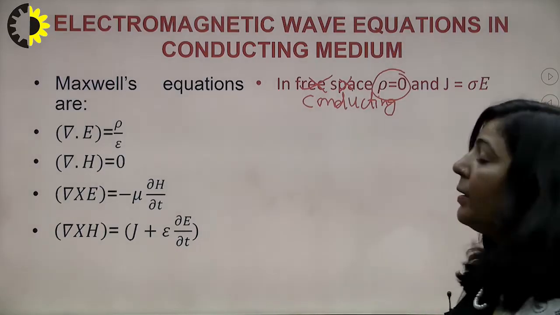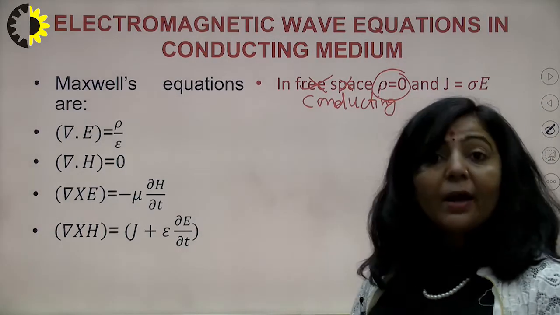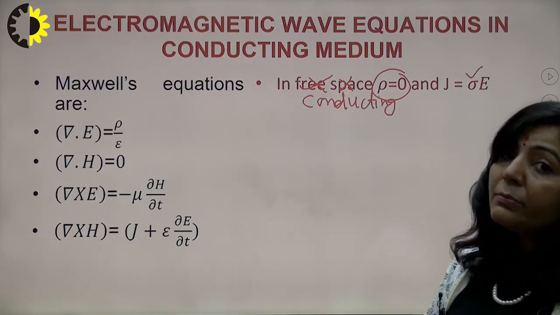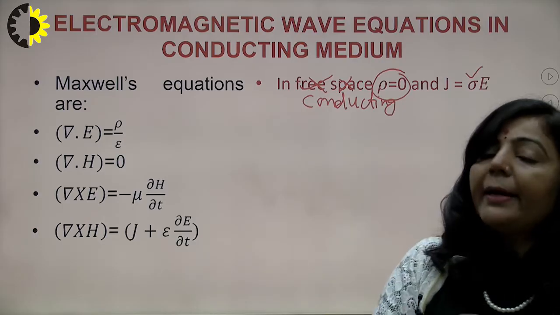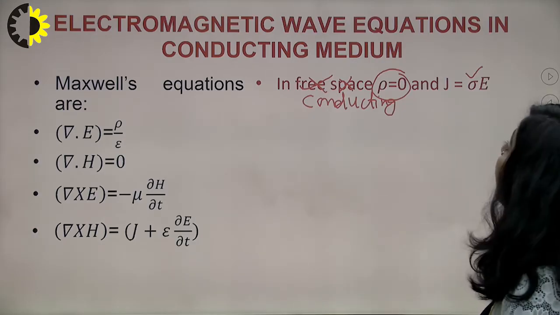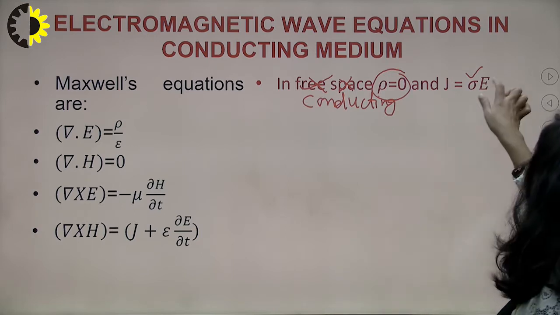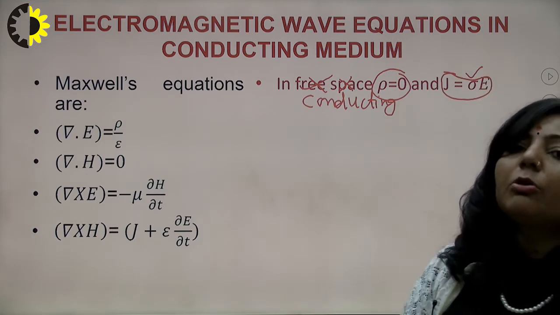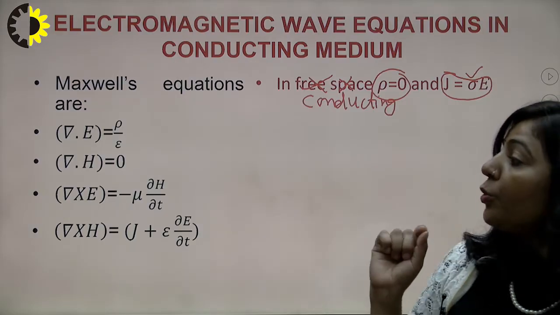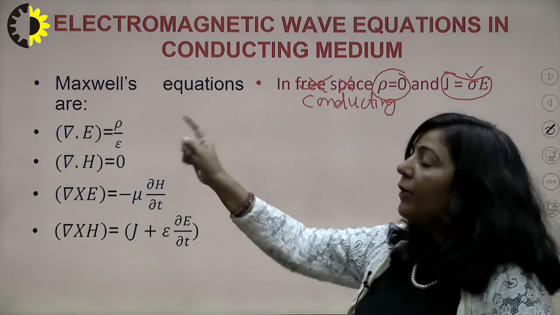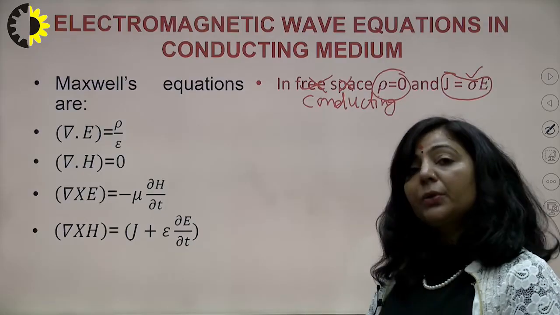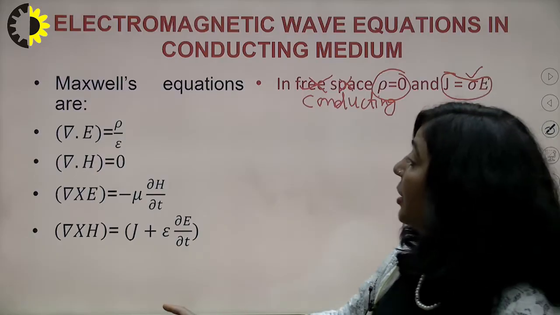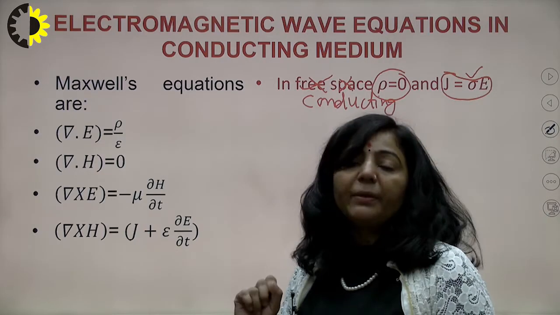And the second one: since you have a conducting medium, let sigma be the conductivity of that medium. In terms of that conductivity, you can write the conduction current density as sigma into E. I am writing this from the microscopic form of Ohm's law, that is J is equal to sigma into E. So there are two changes. The first change is in the first equation, that rho will be 0. In free space, rho is 0 too, but the reason is different. And the second change is in J, which will be sigma into E.